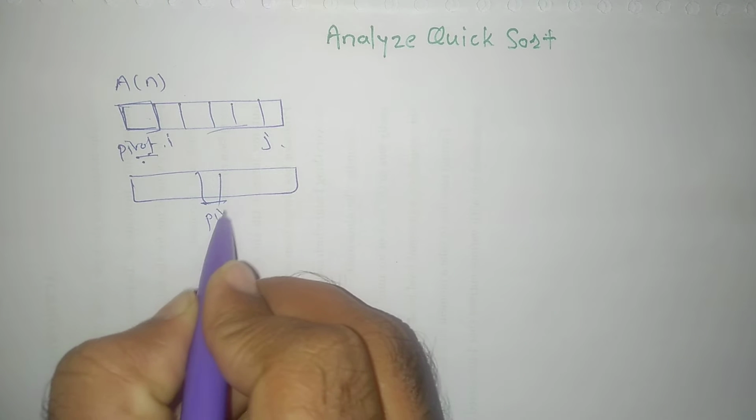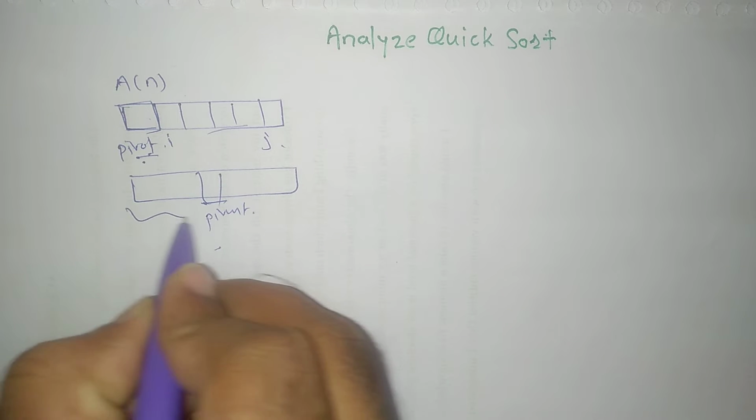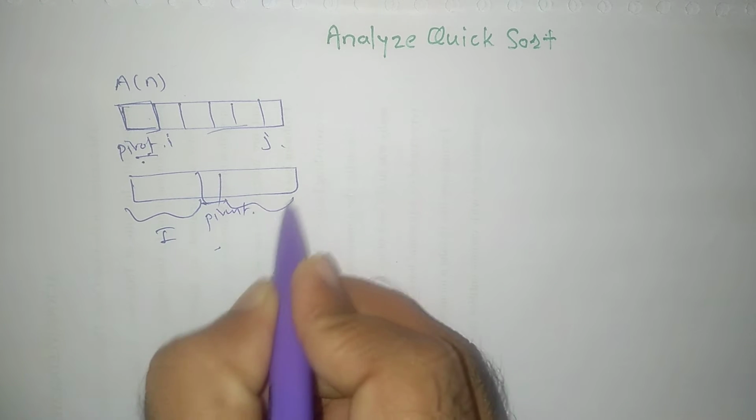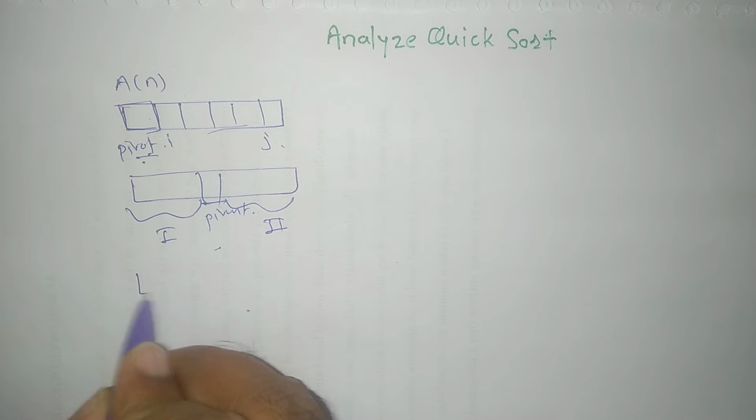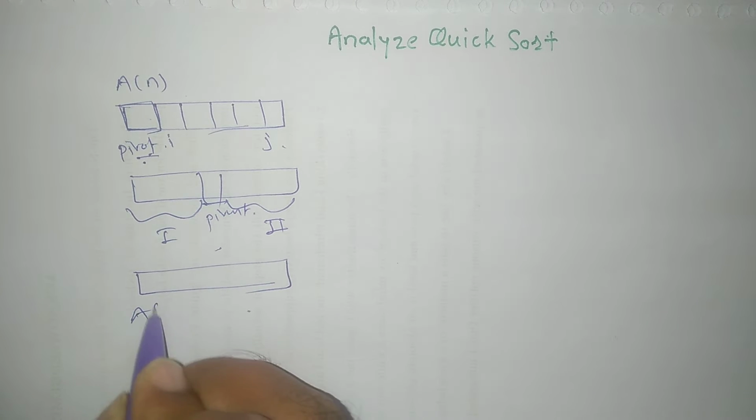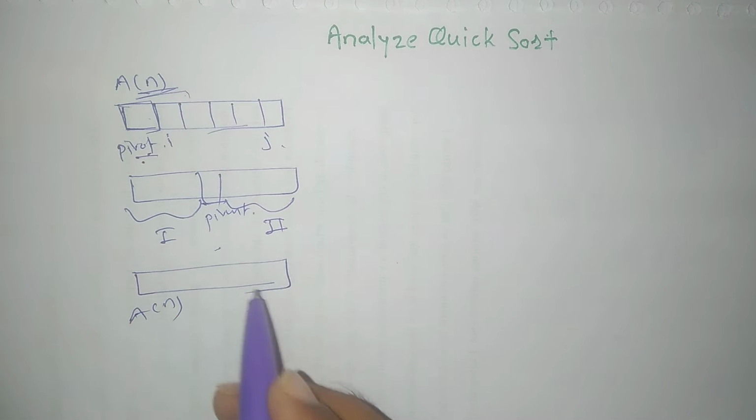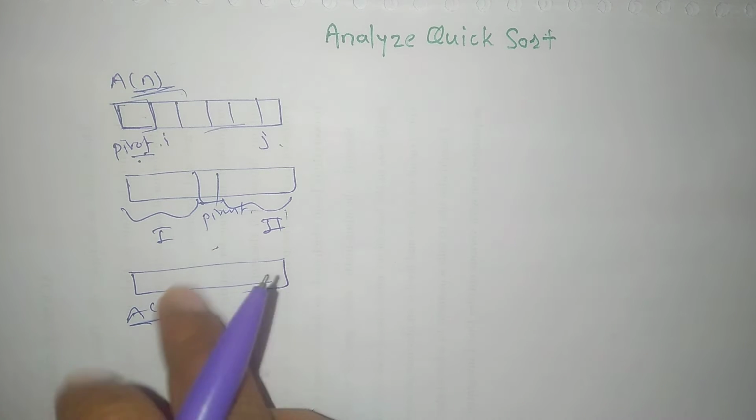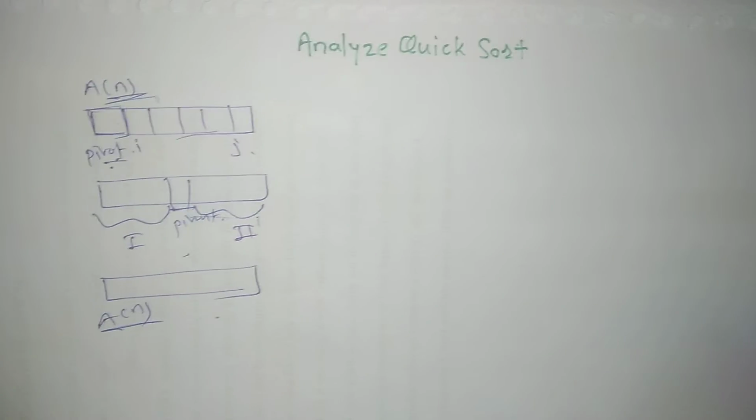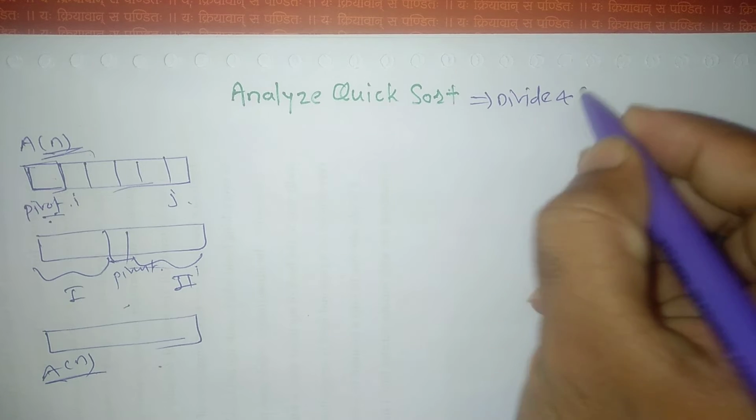Once the pivot element is set at a middle place, once again I will have two parts. This is the first part and this is the second part. Once again I have to continue until the array is sorted. So I will start with A of n, which is an unsorted array, perform the activities, and I will get A of n as a sorted array. As we know, quicksort is nothing but the divide and conquer method.